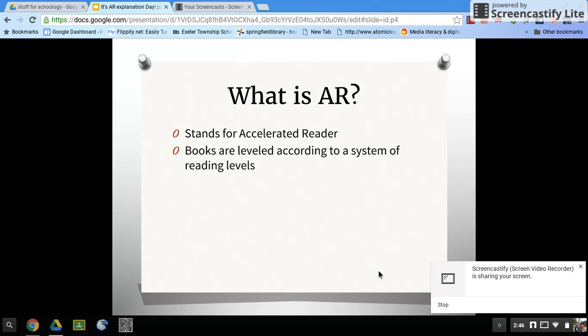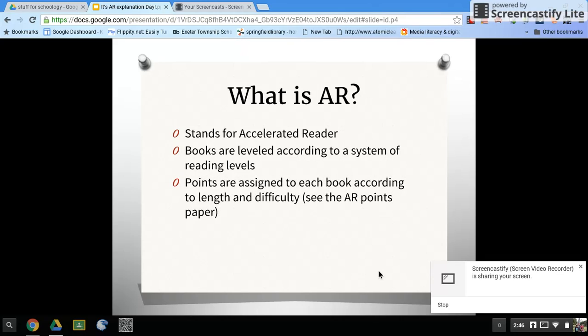Basically, there's this crazy mathematical formula where your book's length and the book's difficulty are combined together in this crazy way, and then the book is assigned a point total. You only need to know your reading level and the point totals of the books in which you're reading.